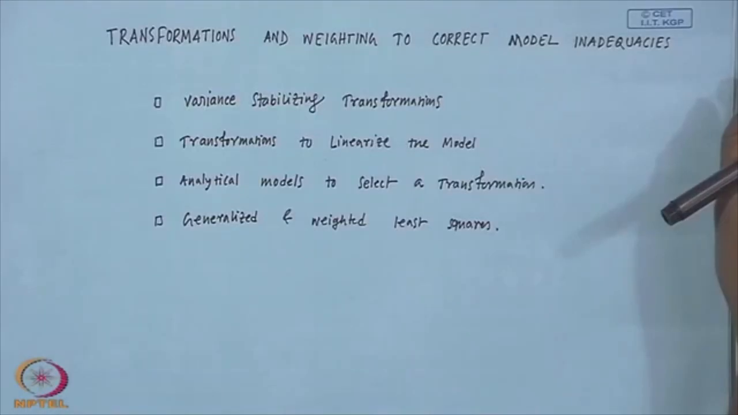Hi, this is my second lecture in the topic called transformations and weighting to correct model inadequacy. In the simple linear regression model or the multiple linear regression model, we make some basic assumptions on the regression model. We assume that the error terms have mean 0, constant variance, and are uncorrelated, and also that the error terms follow a normal distribution.